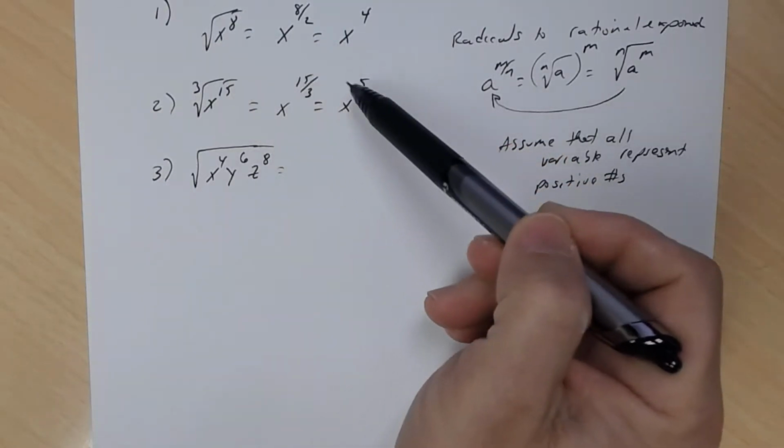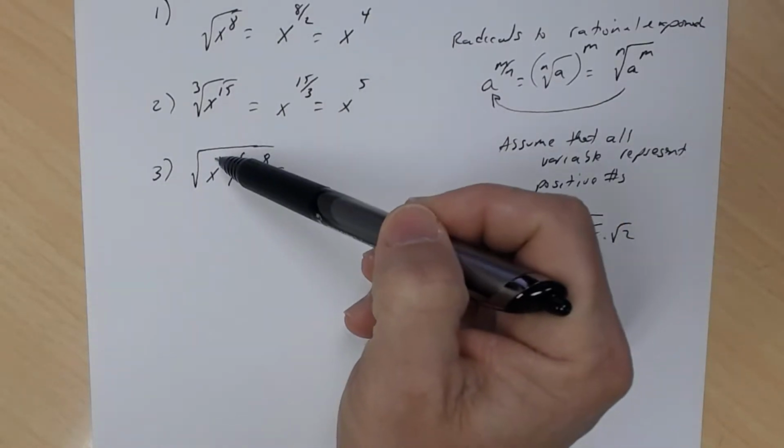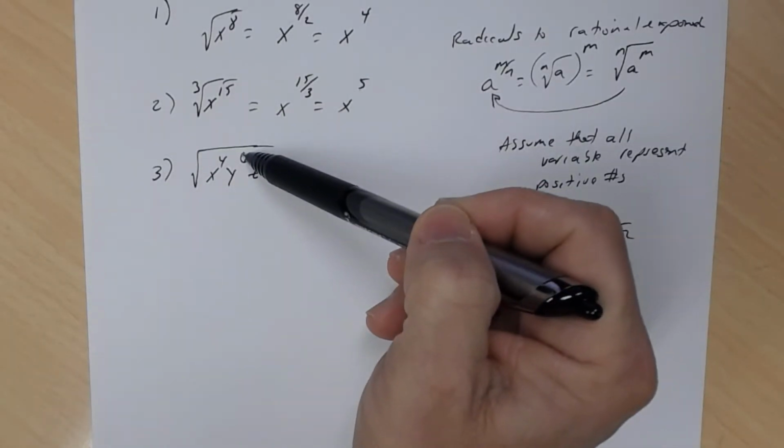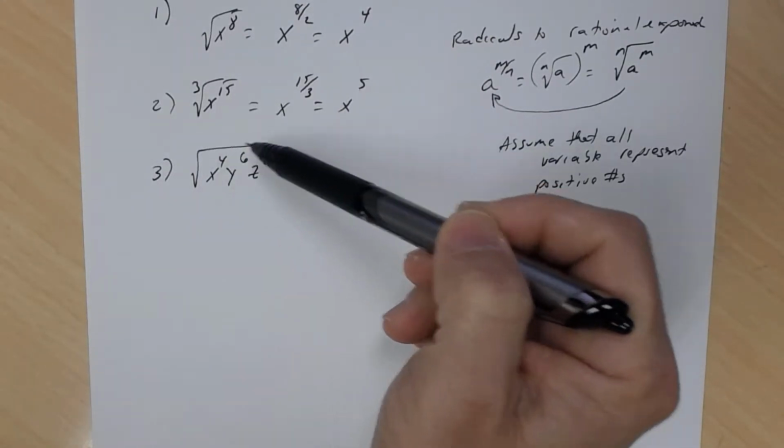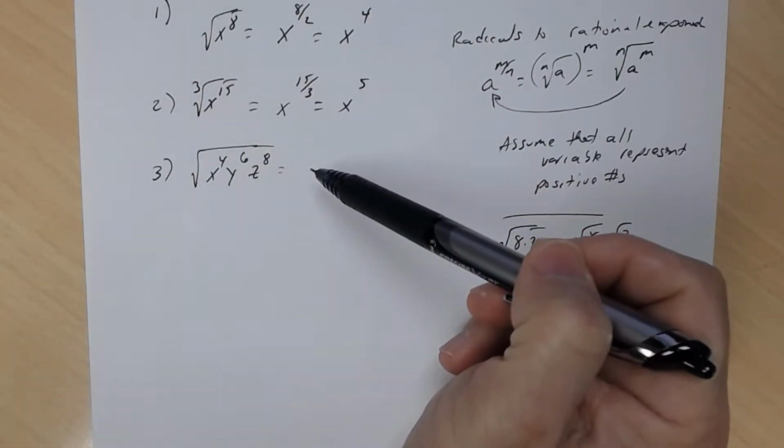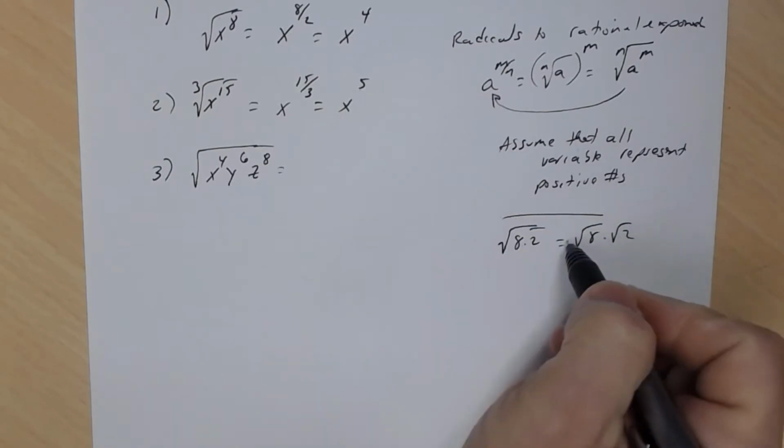15 divided by 3 is 5. You could do the same thing here. 4 divided by 2 is 2. 6 divided by 2 is 3. 8 divided by 2 is 4. But if you need to, you can go ahead and use this idea here.